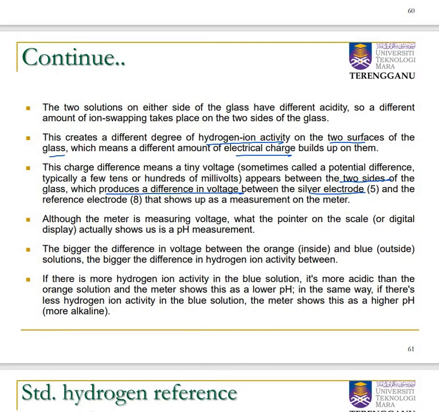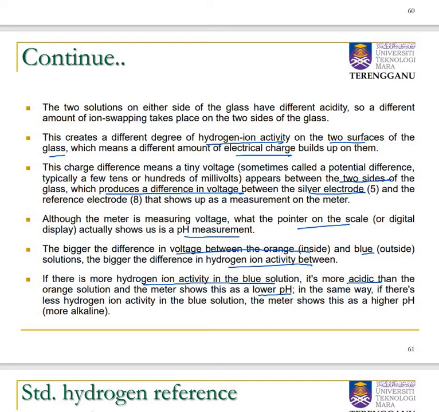So basically, although meter number 8 just now was measuring voltage, the pointer on the scale actually shows us a pH measurement. For your information, the bigger the difference in voltage between the orange and blue solution, the bigger the difference in hydrogen ion activity. So if there is more hydrogen ion activity in the blue solution, the solution is acidic, and the meter will show lower pH.